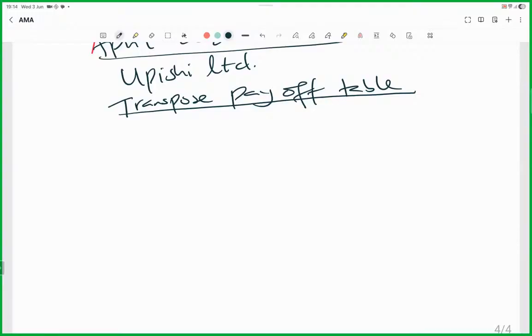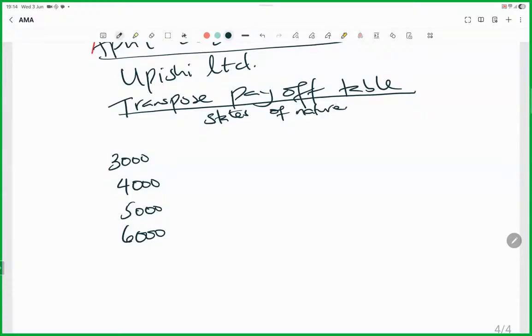As in, we shall have here our 3,000, 4,000, 5,000, 6,000, and then we have our states of nature up here. So we have here low, we have a moderate, then we have a high.